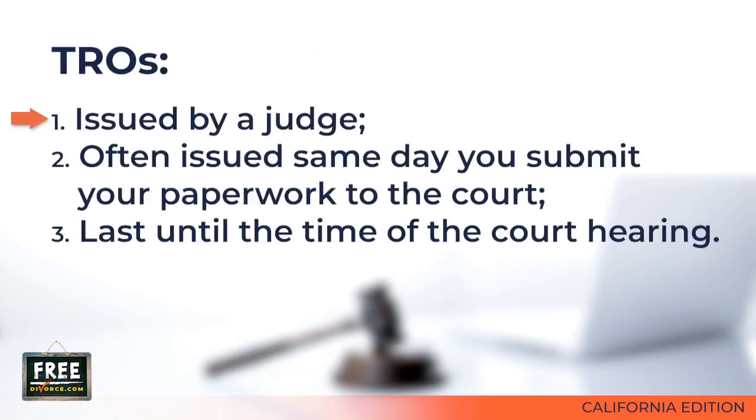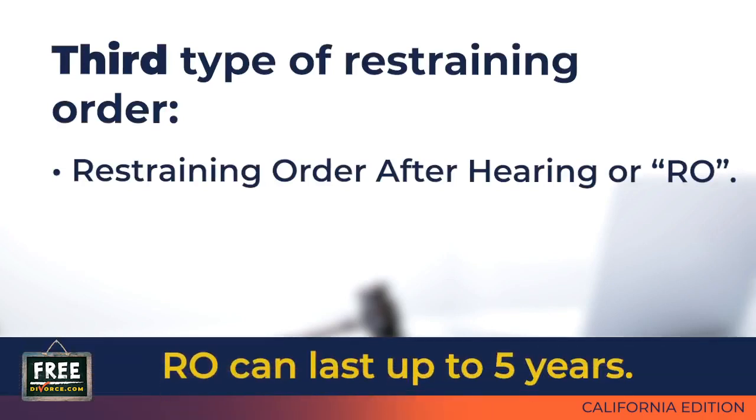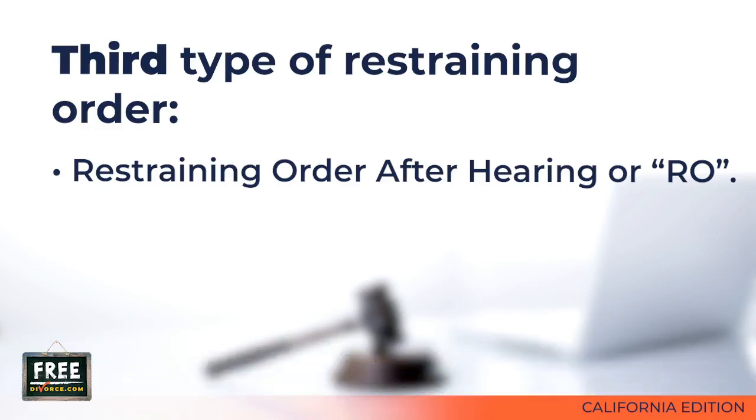TROs are issued by the court after a judge has read your DV100. TROs can be issued immediately by the court in as little time as 1 day without any hearing. TROs remain in effect from the time the judge reviews your DV100 until the day of the hearing. At the hearing, after the court has heard both sides, the court can issue regular restraining orders that can last up to 5 years. We will call these restraining orders that a judge issues after a hearing and which can last up to 5 years, ROs, and they are the third type of domestic violence restraining order.